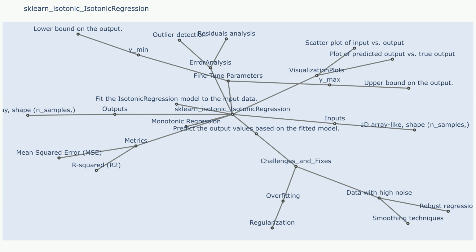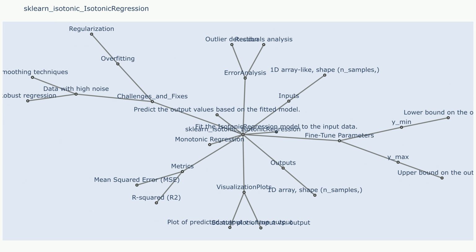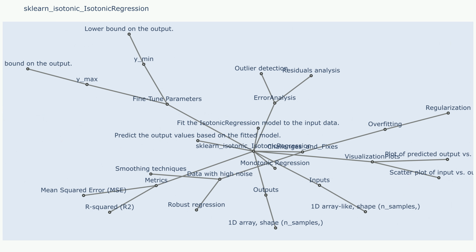Steps: The model first calculates the cumulative sum of the input values. Then, it calculates the cumulative sum of the target values. Using a pool-adjacent-violators algorithm, it finds the optimal monotonic relationship between the cumulative sums of the input and target values.